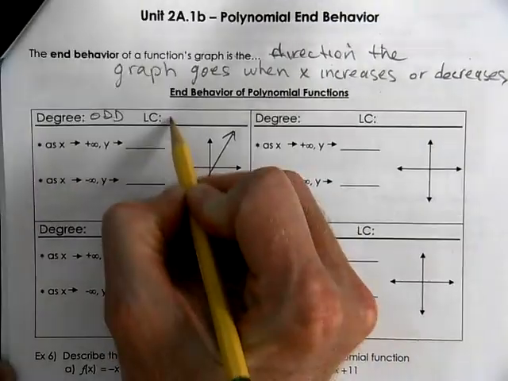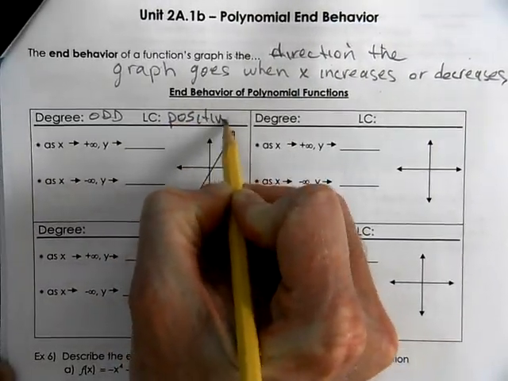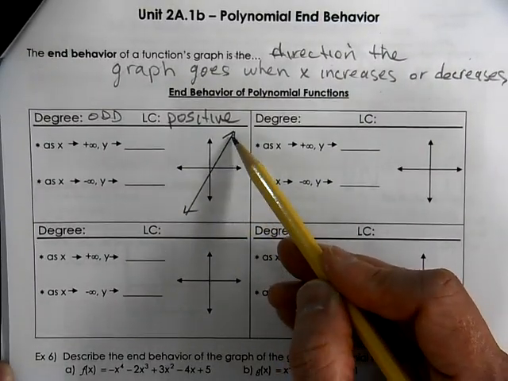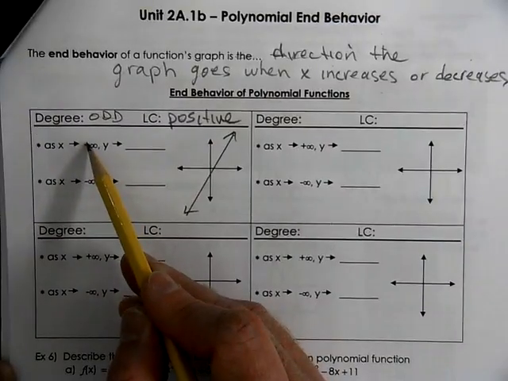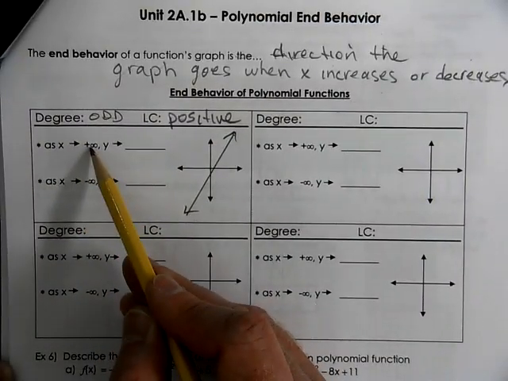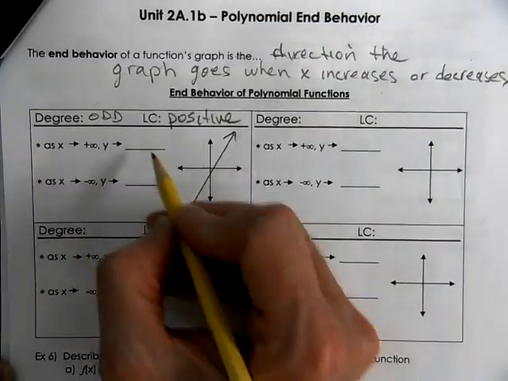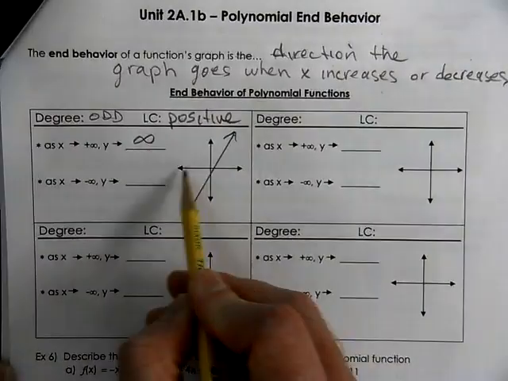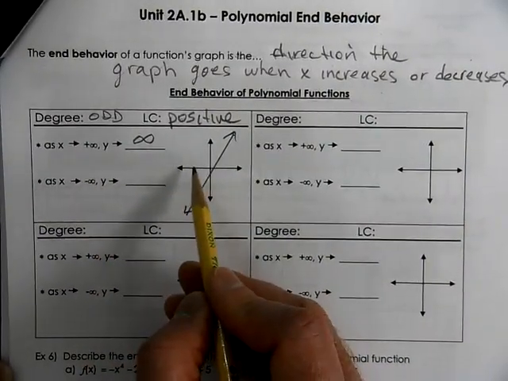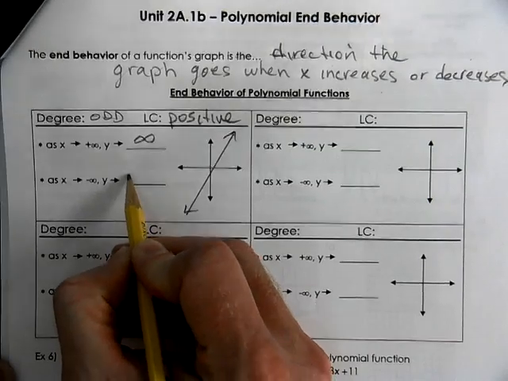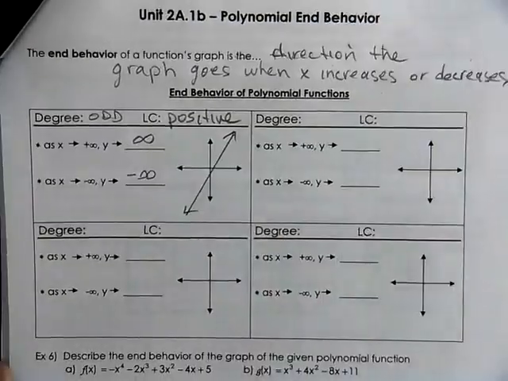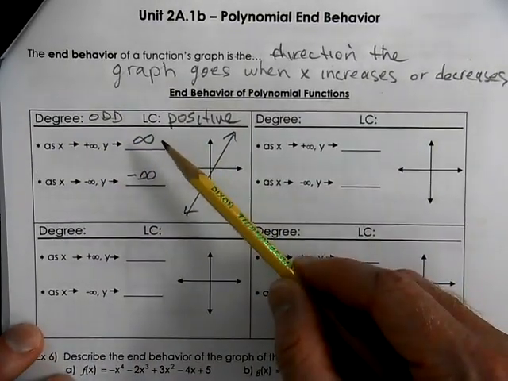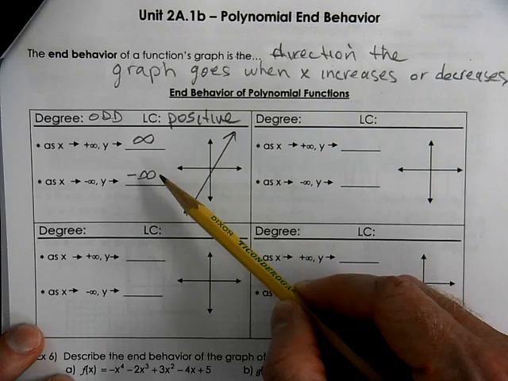This has a positive leading coefficient. And what I'm noticing is when x gets bigger, the graph's getting bigger. So as x increases, approaches positive infinity, the graph itself is getting bigger. And when we go to the left, when x gets smaller, we notice that the graph is getting smaller. It's going to negative infinity. So what I want you to notice is that when you have an odd degree, the graph will be going in opposite directions.